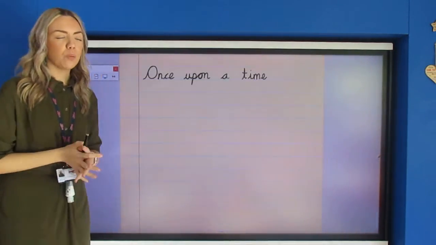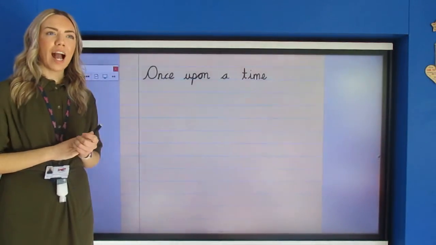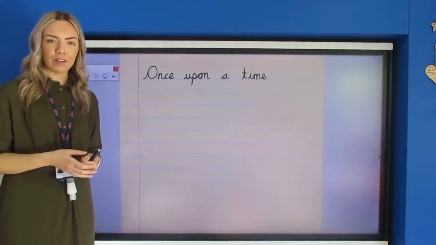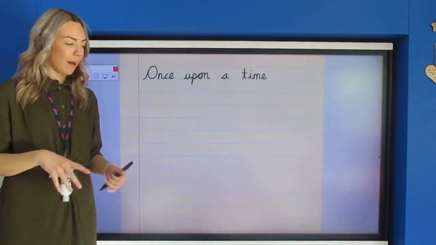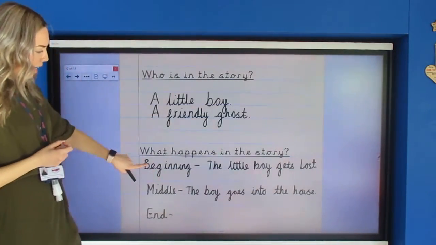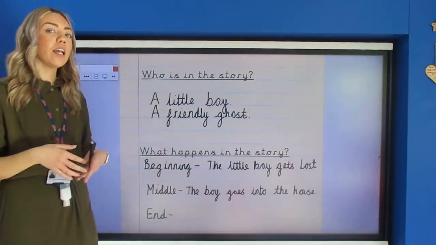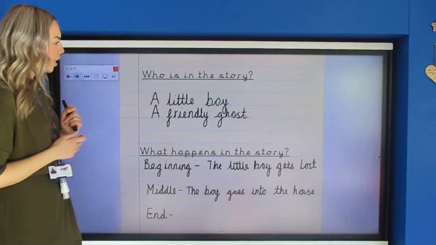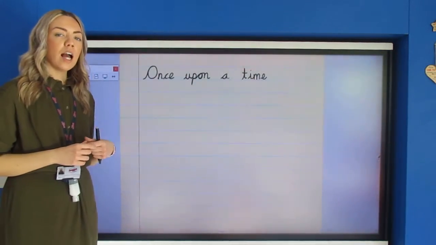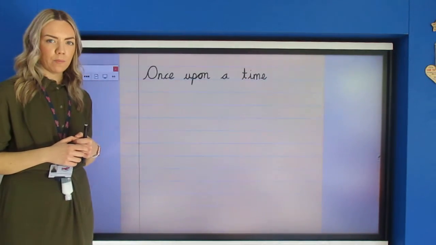And then we need to think about how we're going to write our first sentence. So thinking about the beginning of a story, I need to say, who's in my story, don't I? I need to introduce my characters and I need to think about my beginning. So let's go back to my beginning, okay? So I said at the beginning of my story, the little boy was going to get lost. And where was he going to get lost? In the woods. So, let's think about my first sentence. Once upon a time, a little boy was walking in the woods.